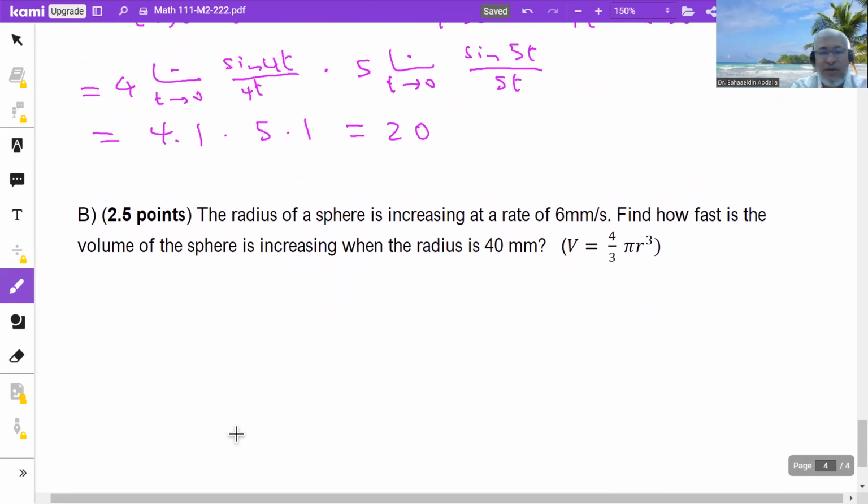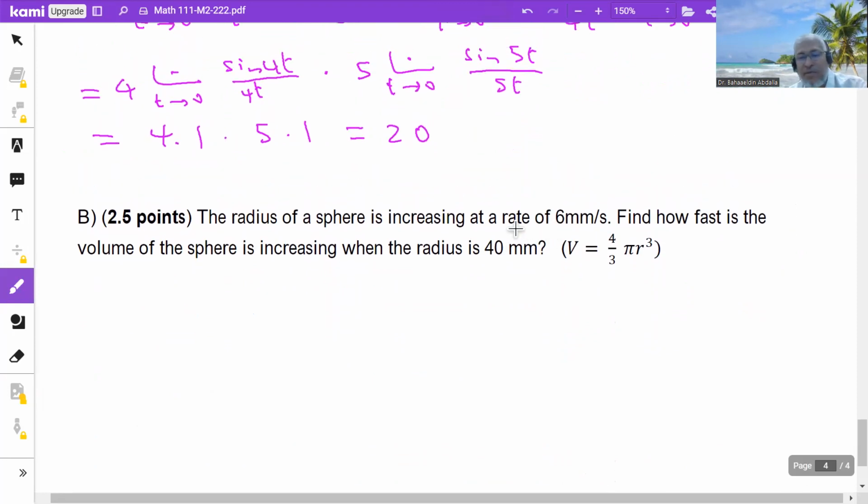The radius of a sphere is increasing at a rate of 6 millimeters per second. Rate of change is the derivative. So whenever you see rate, this means derivative. If we call the radius r, this is dr by dt. This is the rate of change of the radius with respect to time. It's equal to 6 millimeters per second. So this is the meaning of the first sentence. Find how fast the volume of the sphere is increasing. How fast is the volume increasing with respect to time? This is dv by dt.